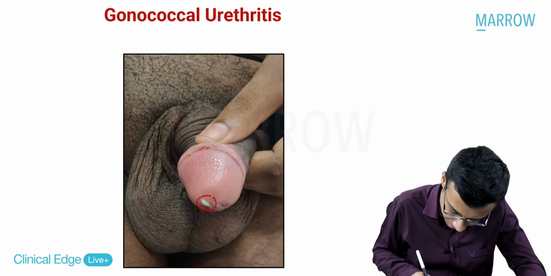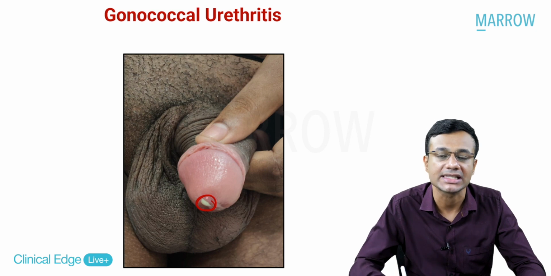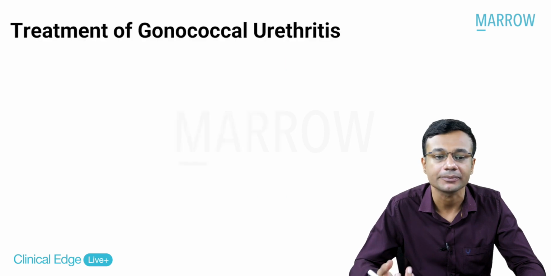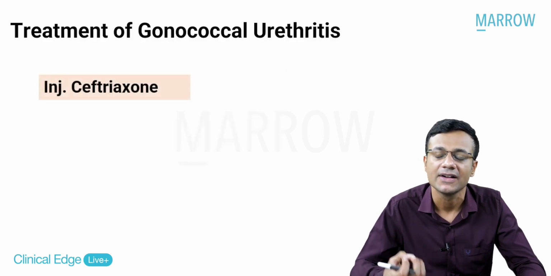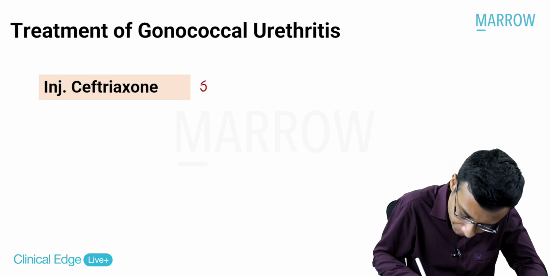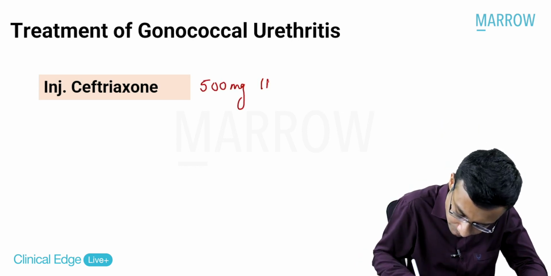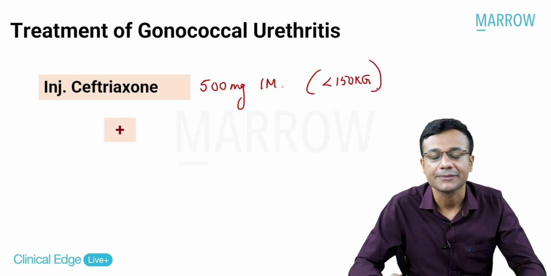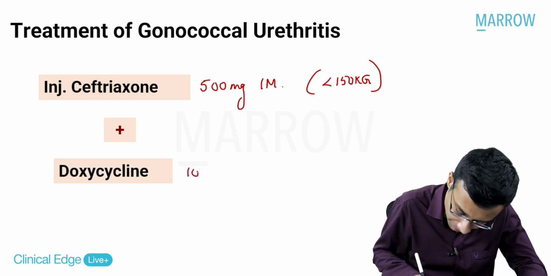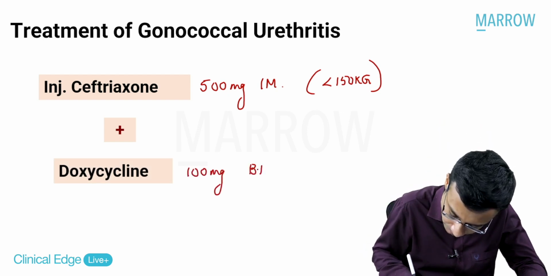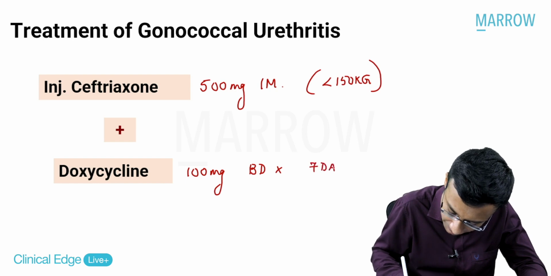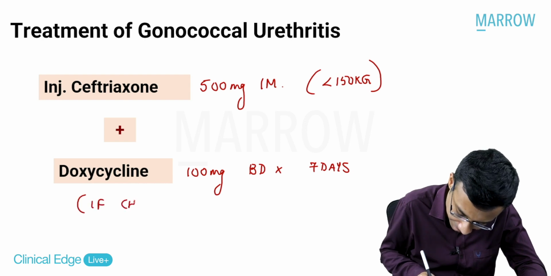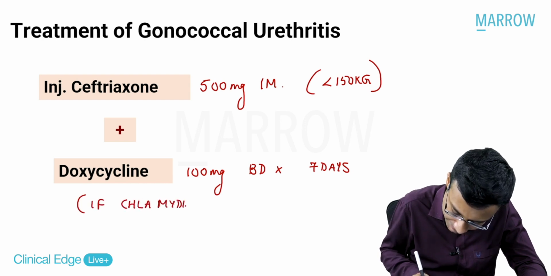So here we can see the profuse purulent urethral discharge seen from the urethral meatus of a patient after a short incubation period, suggestive of gonorrhea. If we look at the treatment of gonococcal urethritis, first we want to give injection ceftriaxone 500 mg IM in a patient who is less than 150 kgs. Plus, I want to add doxycycline 100 milligram BD for 7 days. But please keep this point in mind: CDC clearly mentions you have to give doxycycline if chlamydia is not excluded.